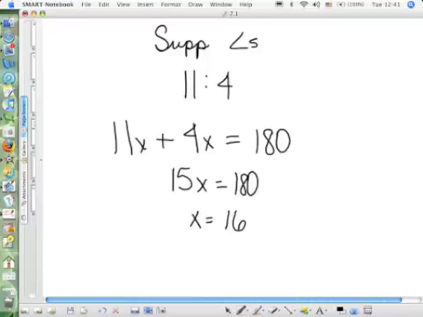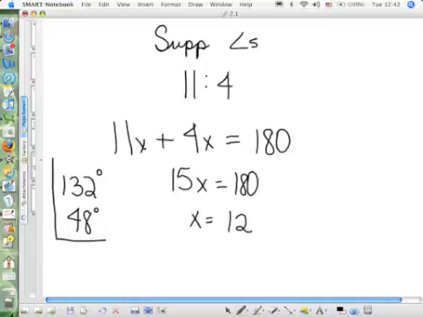Is it 16? No, it's 12. Sure. 15 times 12 is 180. Which means that our first angle has a measure of 11 times 12, which is 132 degrees. Are they going to tell you that they're supplementary? Yes, they will have to tell you that. Our second angle has a measure of 4 times 12. How can we check to make sure those are actually supplementary angles? Do they add up to 180? Yes, they do. So we found our 2 angle measures.